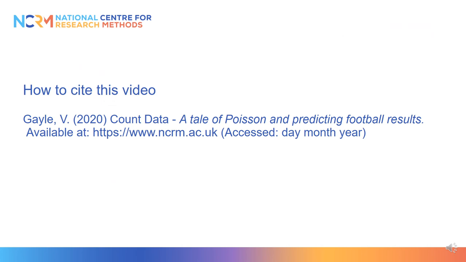In conclusion, we've been discussing count data and thinking about how to use it in an analysis. The prosaic question, how many anythings, will usually be answered with a count. Given its prevalence in social science research, it's worth learning how to analyse count data. I hope that watching this video and using the accompanying materials will help you to better understand count data and how it can be analysed.